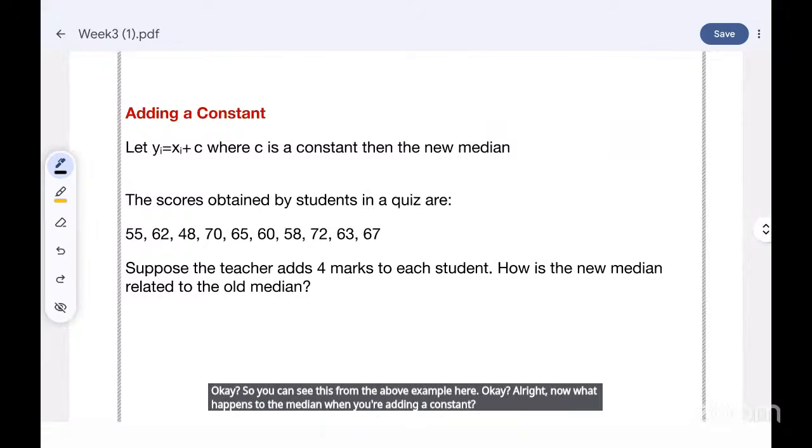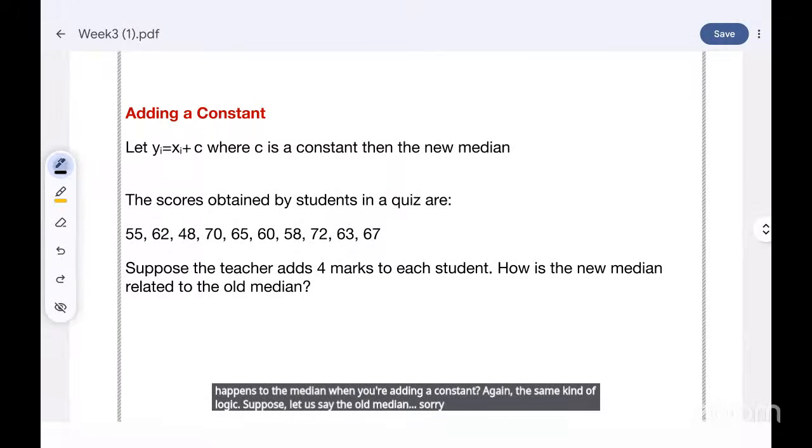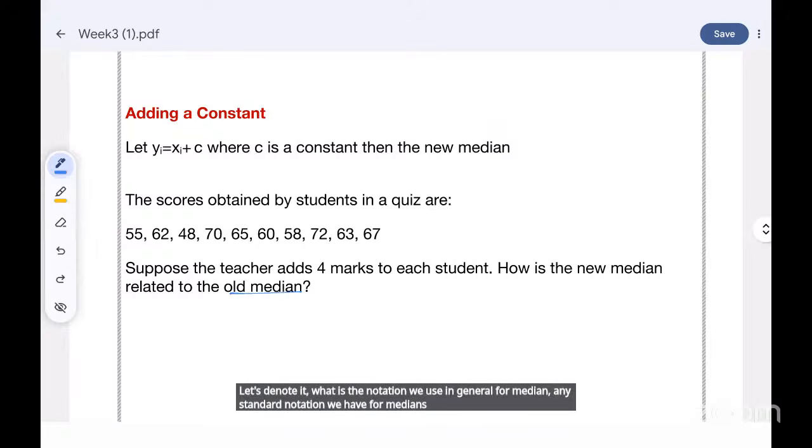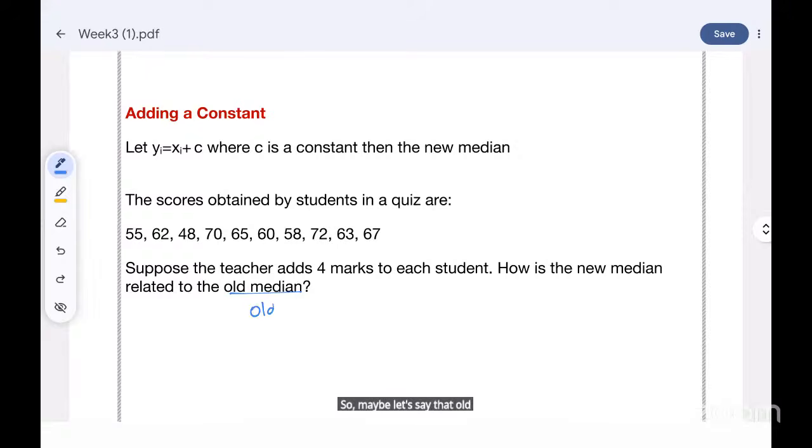Again, the same kind of logic. Suppose we denote the old median, what is the notation we use in general for median? Any standard notation for medians? I don't think so, so let's say old M. So the old median, how is it related to the new median? When you add a constant, it is simply old median plus C.